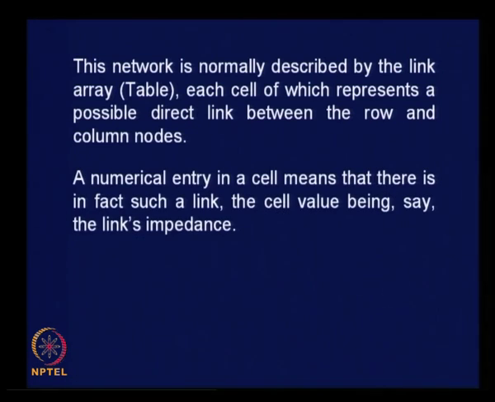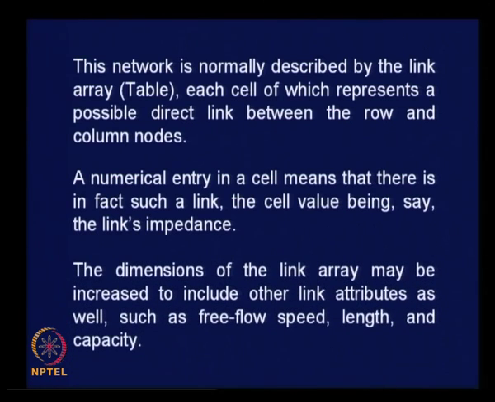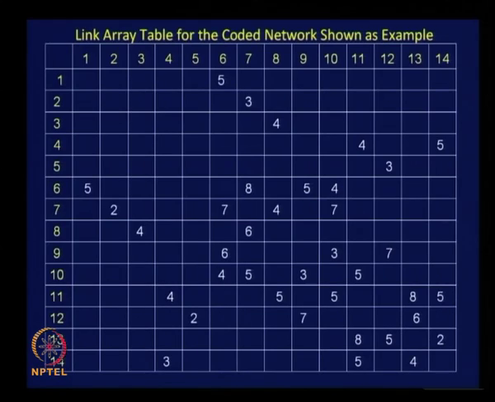A numerical entry in a cell means that there is in fact such a link, with the cell value being, say, the link's impedance, possibly travel time. The dimensions of the link array may be increased to include other link attributes as well, such as free flow speed, length of the link itself and capacity of the link and so on. This is the link array table.